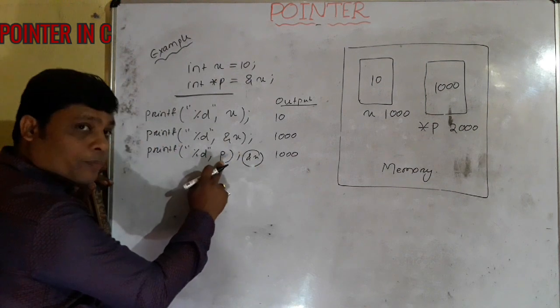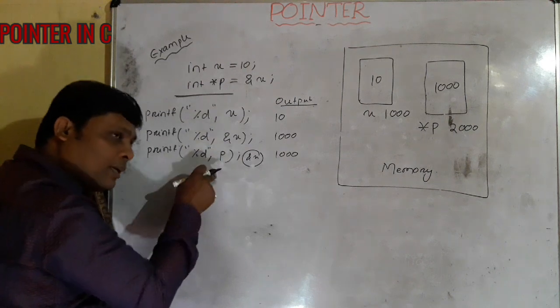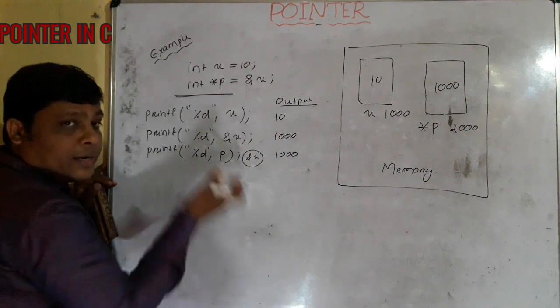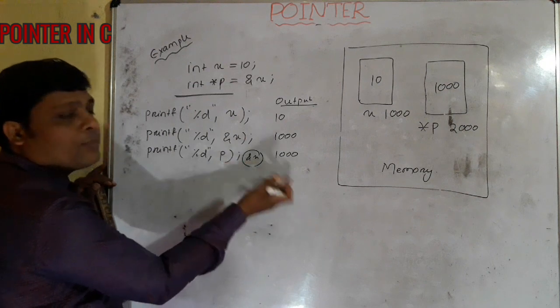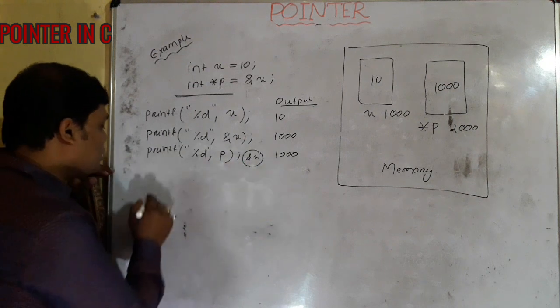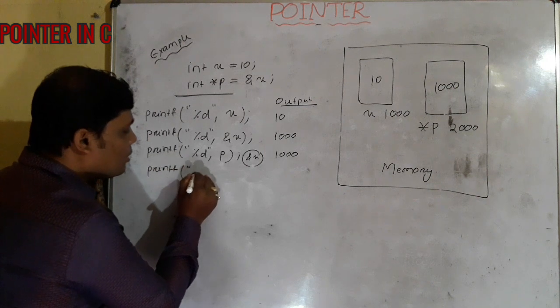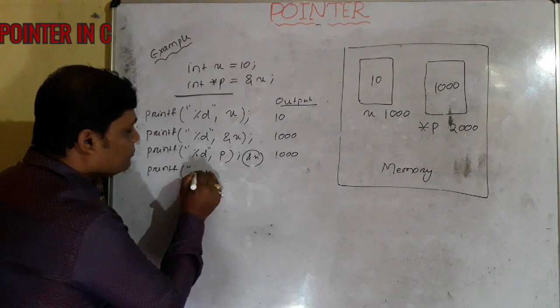It will display the value of p. What is stored in p? P is a pointer. It stores an address. So address of what? &x. Clear?